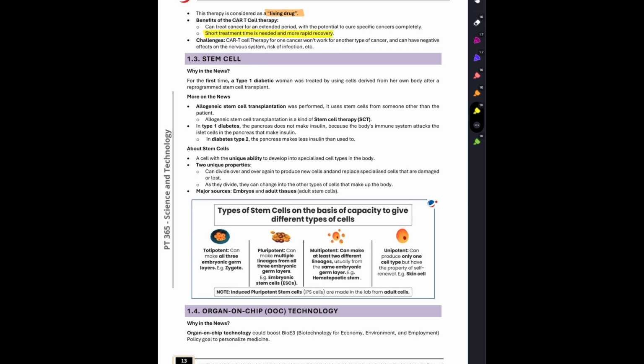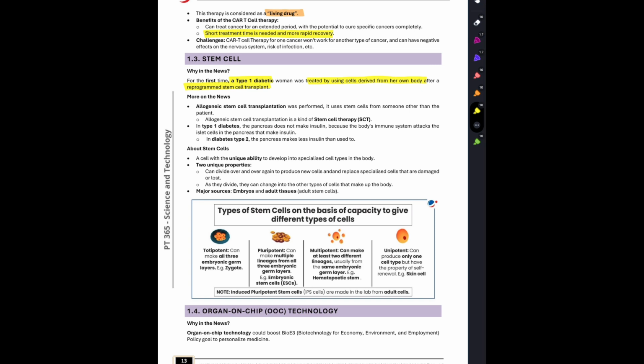Stem cell. For the first time, a type 1 diabetic woman was treated using cells derived from her own body after a reprogrammed stem cell transplant. So it was a reprogrammed stem cell transplant used in a type 1 diabetic woman, where she was treated using cells derived from her own body. So these cells were basically reprogrammed, and this was a reprogrammed stem cell transplant.